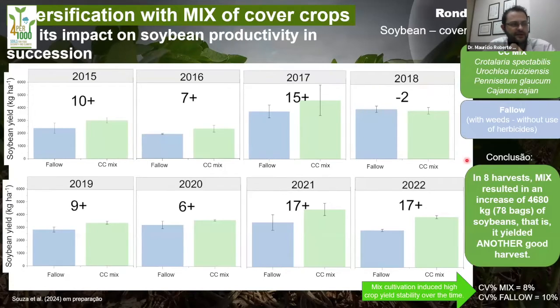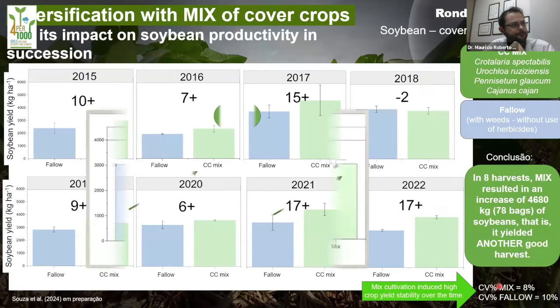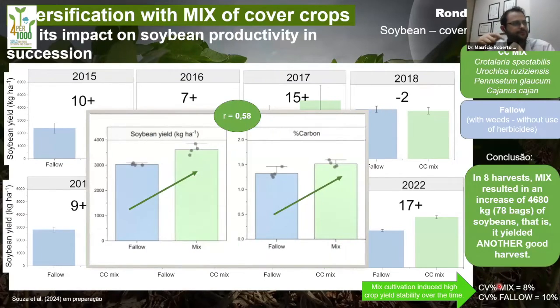And in terms of crop yield stability over time, this relation, this difference, is very, very weak, but we can see a small advantage for the mix adoption. And when we see the correlation between carbon and soybean yields, we can see 0.5, 0.6. This is the relation with a Pearson correlation.